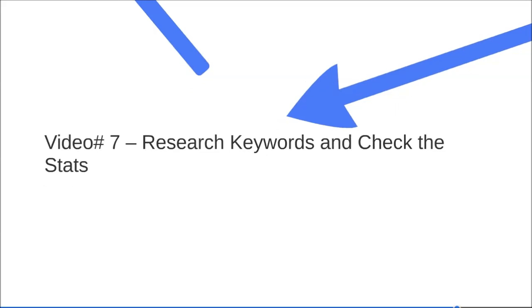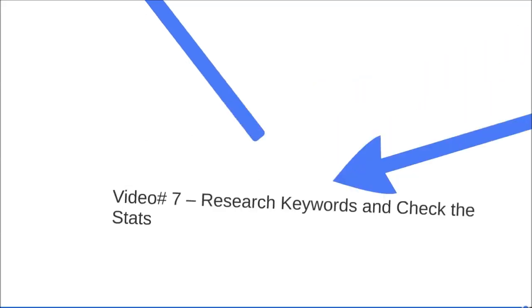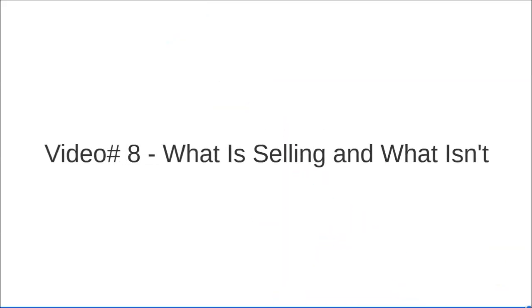And that brings us to video number 7, which is researching keywords and checking the stats. Now, keyword research is a little bit more detailed than market research. So market research is broader, and then you have little niches inside that market. But keyword research, I'm including in this course because I want it to take you from the broader market to the specific niches, the specific keywords, and that way you can get some hard data and get an idea of what's working and what's not.